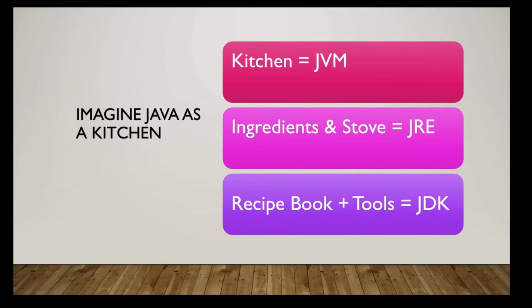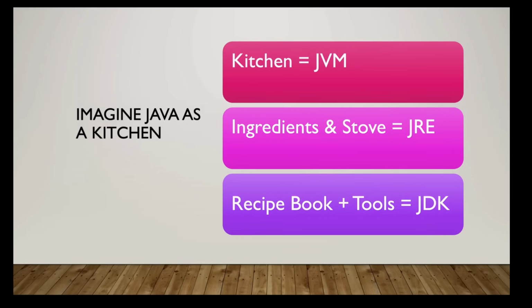We can consider JVM as the kitchen, and it is the main place where all the execution takes place. If you take the example of a kitchen, when you want to cook food, the kitchen is the place where all the execution of cooking your food takes place. In a similar way, JVM is the place where all the code execution takes place. Now we can consider the stove, gas, and ingredients as the JRE. It is what is essential to cook food. Without them, you cannot cook food. So similarly, without JRE, JVM will not be able to run your code.